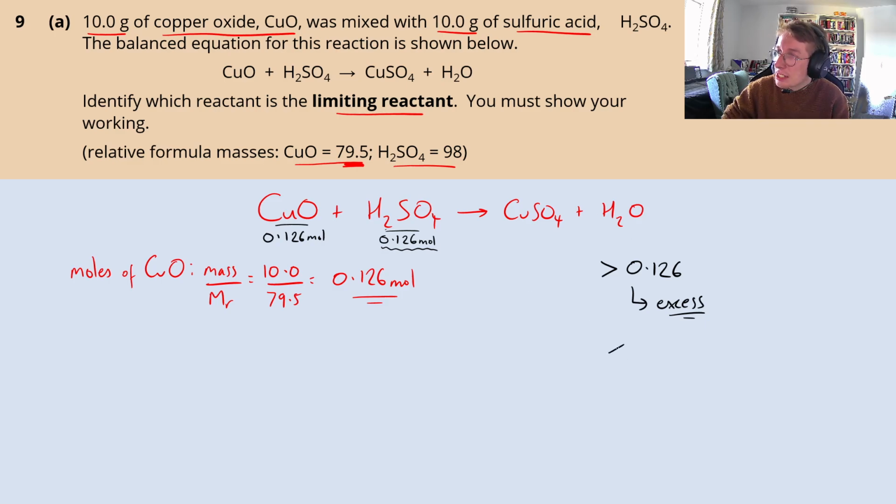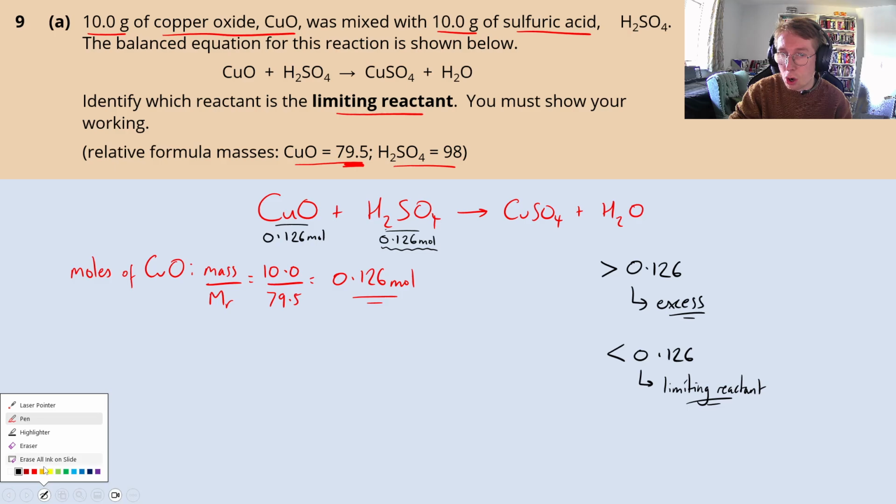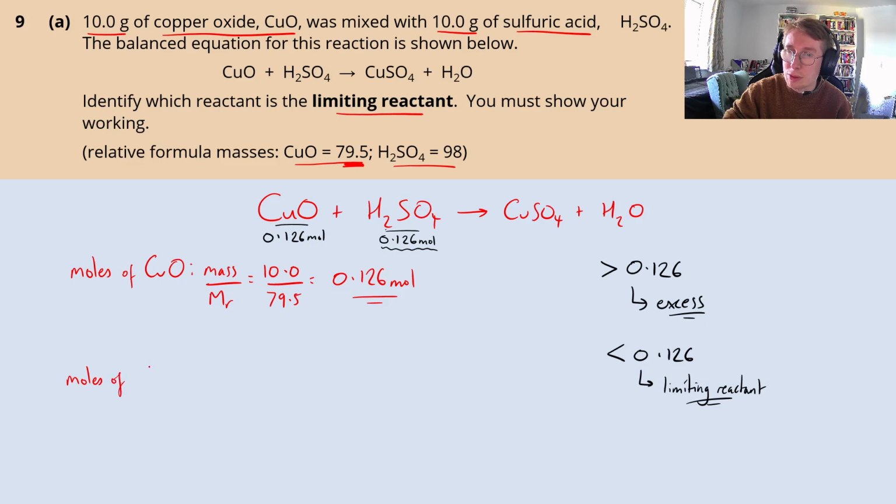However, if it is less than 0.126 moles of sulfuric acid, that will tell me that it is the limiting reactant. And the reason it tells me it's limiting is because the copper oxide will be in excess, because there are more moles of the copper oxide than are needed to fully react with how much sulfuric acid we have. So now we've done that bit of calculation, we can actually calculate how many moles of the sulfuric acid we have got. So let's do that.